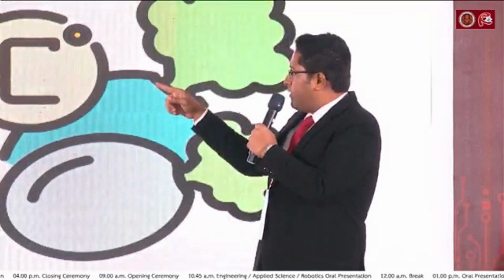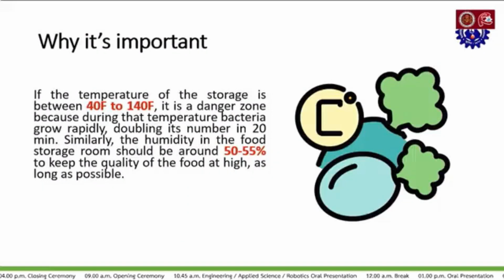And why it is important: when we store our crops, it depends basically on moisture, temperature, and also carbon dioxide gases. The 14 Fahrenheit to 140 Fahrenheit range is a dangerous zone for crop waste, and for that reason, within 20 minutes bacteria grow in the crops if the temperature level is decreased or increased beyond this level.